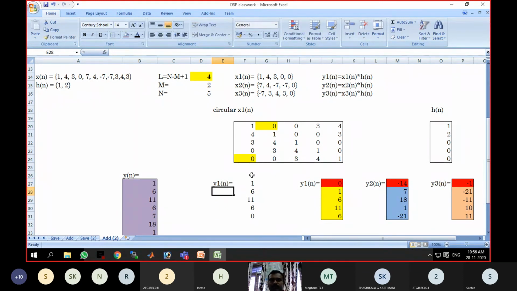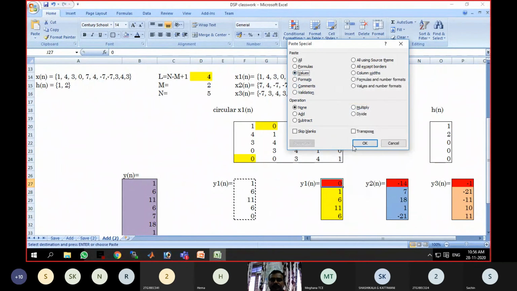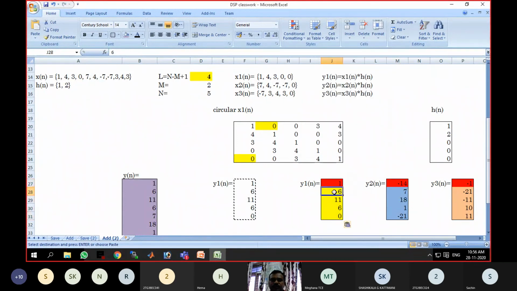Then perform the calculation of each y, that is matrix multiplication. Y1 of n is the x1 matrix multiplied with the h matrix. So the answer we are going to get is 1, 6, 11, 6, 0. So let me keep these values here, that is y1. So y1 we got.